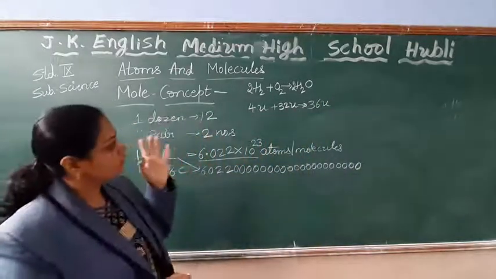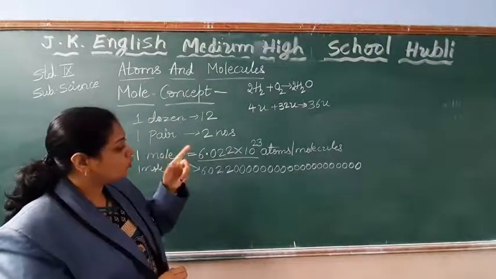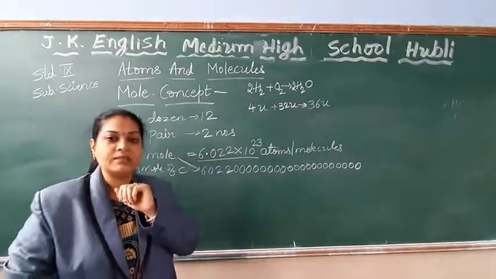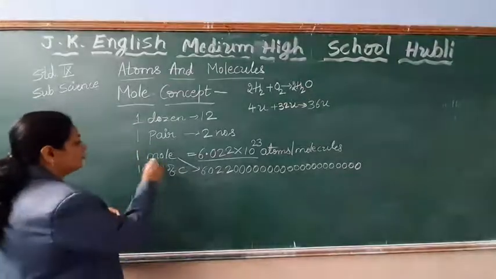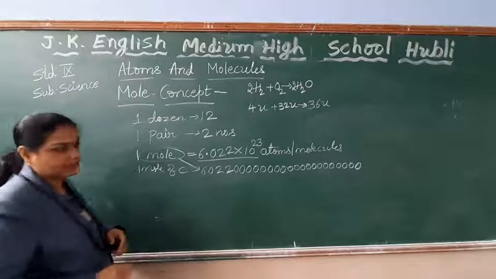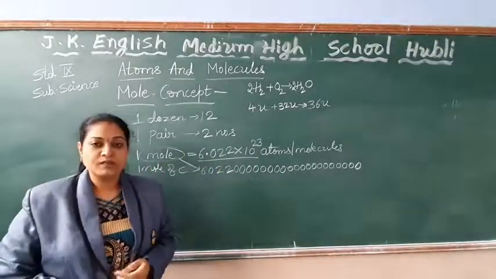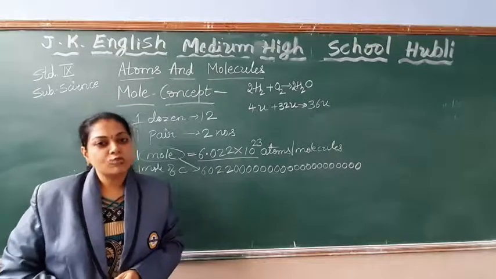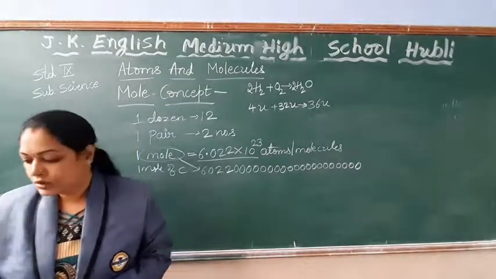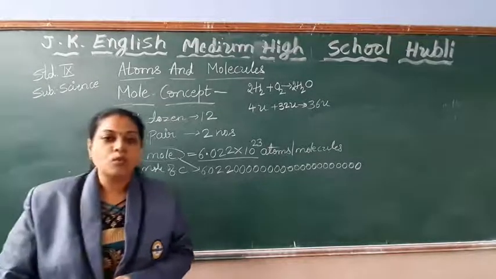With atomic mass and molecular mass we can understand this, but how do we know how many atoms are present? For this confusion, scientists made the mole concept. 1 mole means this many atoms or molecules are present. This mole concept was introduced by the scientist Wilhelm Ostwald.